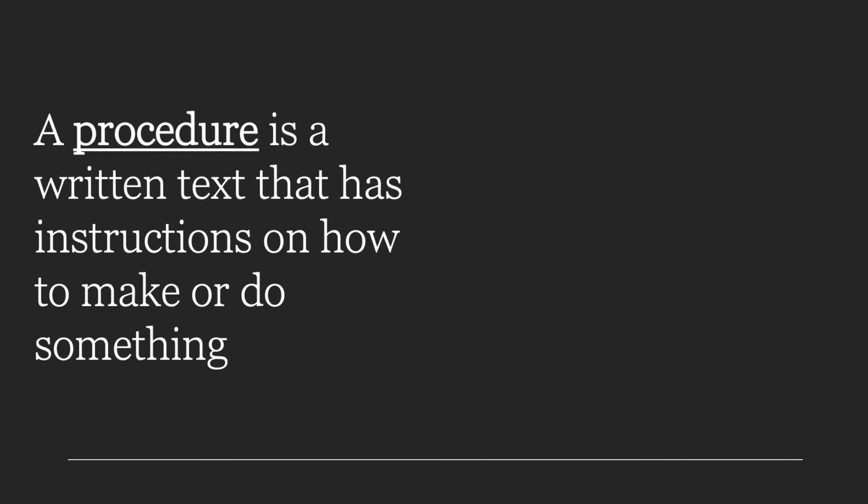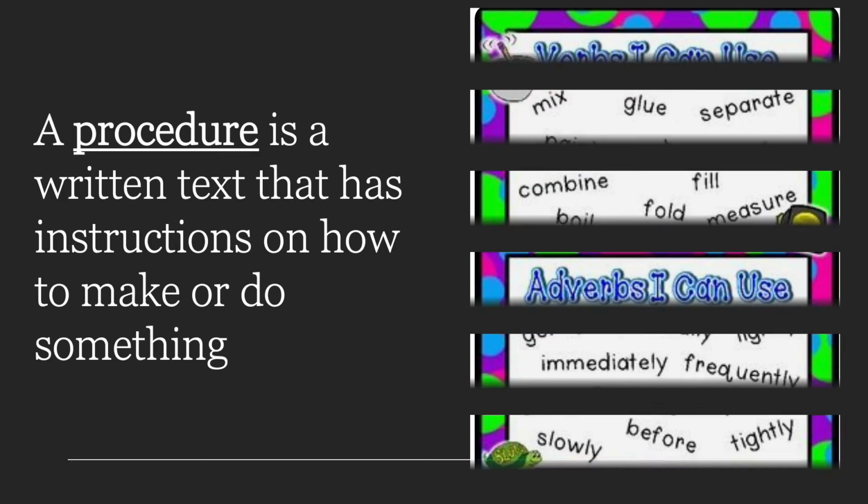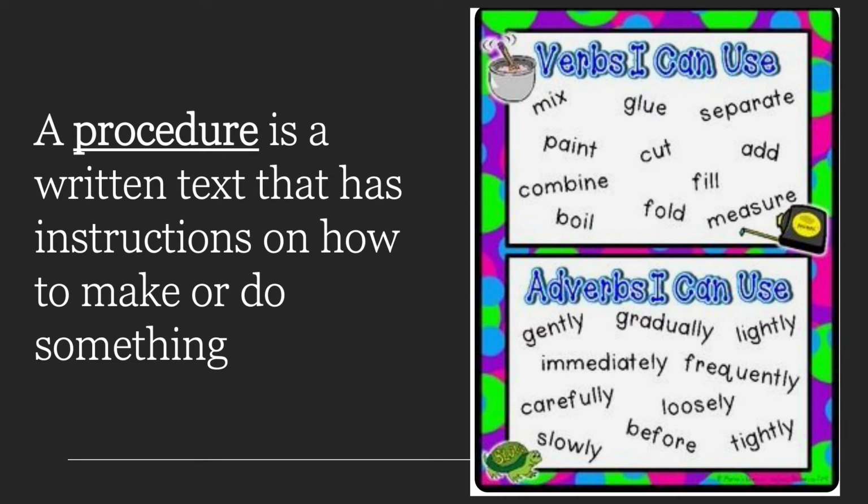So here's a reminder of what a procedure is. A procedure is a written text that has instructions on how to make or do something. And as I was talking about in the success criteria, we need verbs and adverbs. And here's some verbs and adverbs that you can use. So verbs are action words like mix, paint, combine, boil, fold, measure, fill, cut, glue, separate, or add. And there are so many more that you can use.